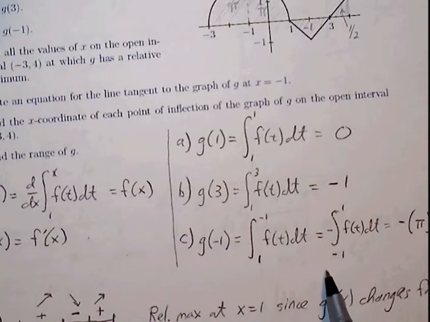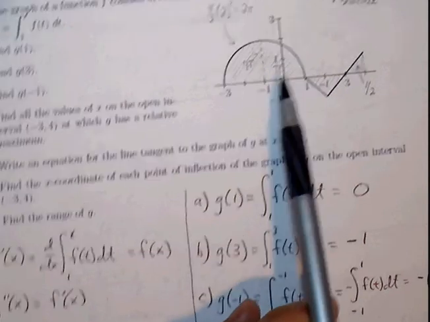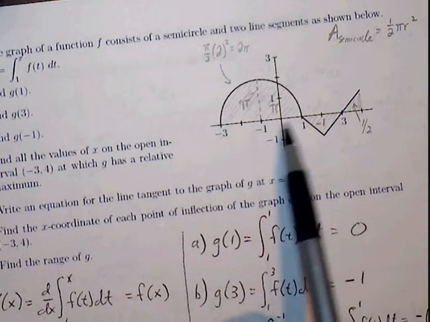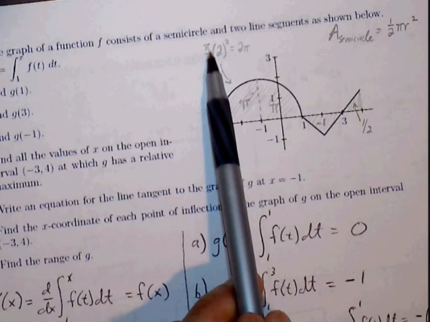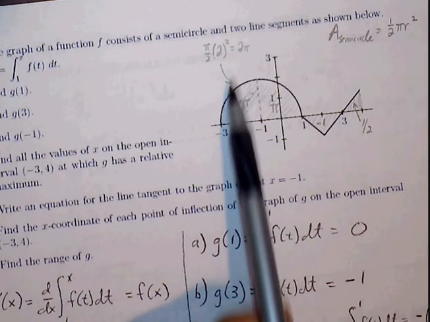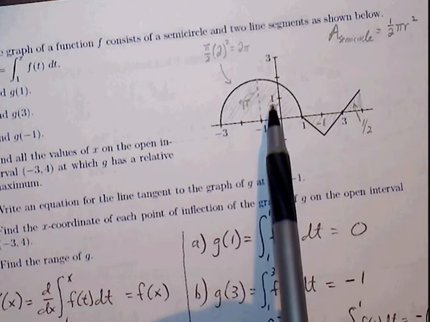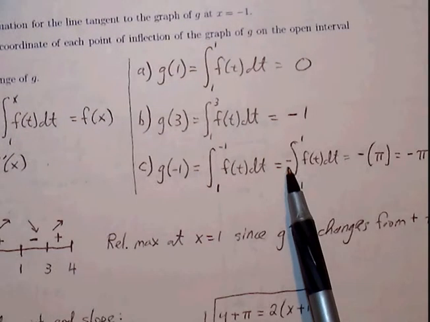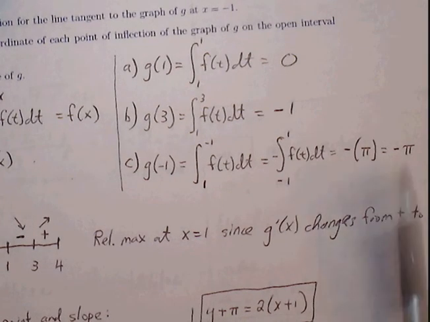So the definite integral from -1 to 1 will just be the area of half of the semicircle. Semicircle area is one half pi r squared, and my radius of the semicircle is 2. So pi over 2 times 2 squared will give us 2 pi. So the semicircle is 2 pi, but if I split this in half, this is pi and this is also pi. So the definite integral from -1 to 1 is simply pi. But because we pulled the negative out in front, we have negative pi as the value for g of -1.